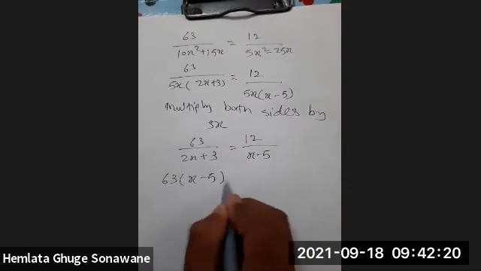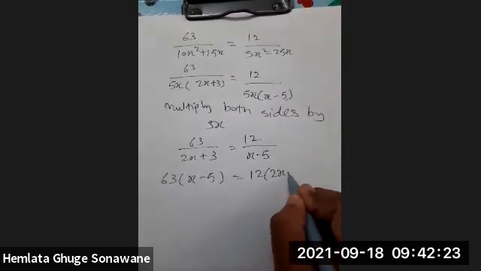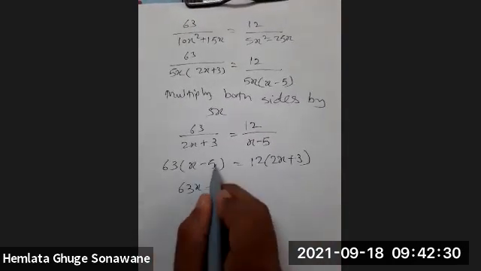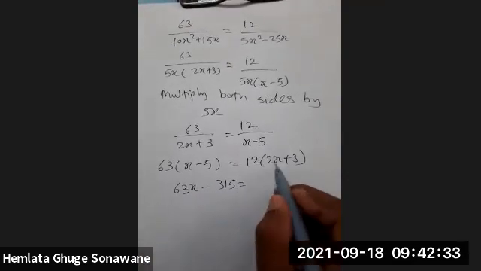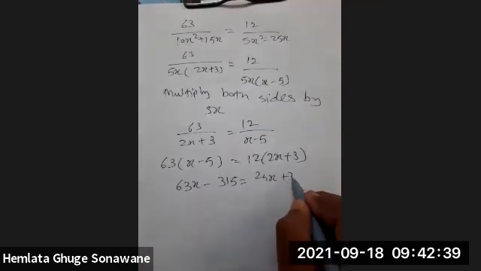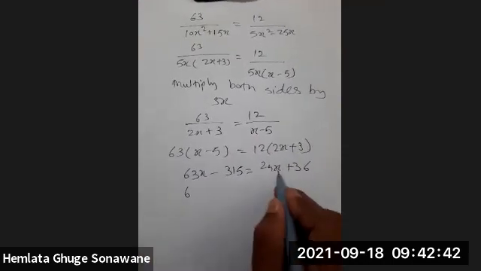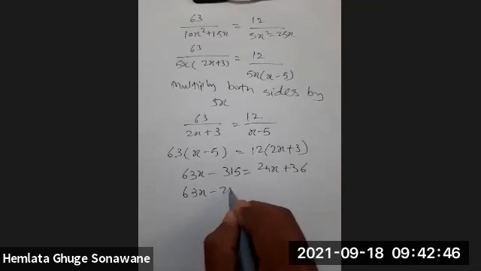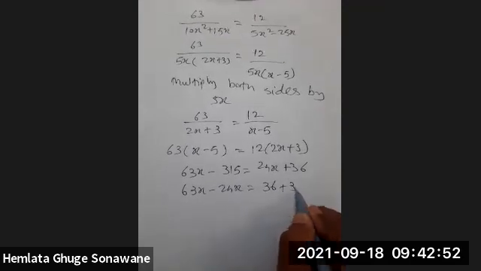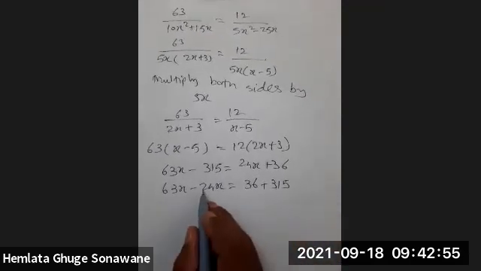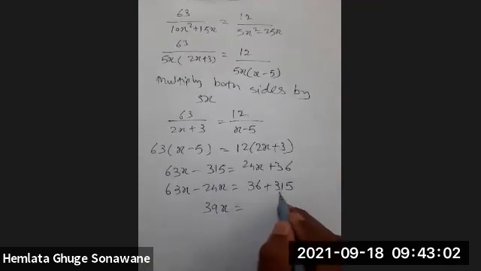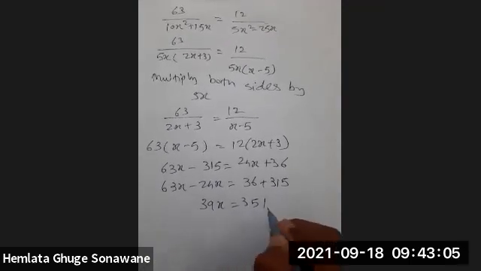63 into x minus 5 and 12 into 2x plus 3. 63 into x is 63x, minus 63 fives are 315. 12 into 2x is 24x, plus 12 threes are 36. This 24x becomes minus here, and this 315 becomes plus here. 63x minus 24x is 39x, and 36 plus 315 is 351.